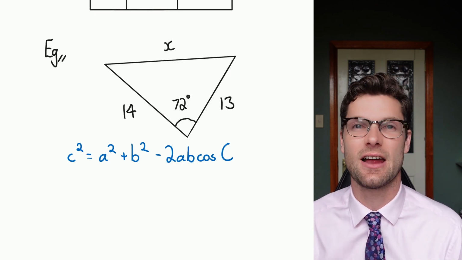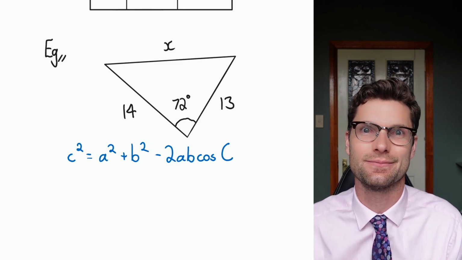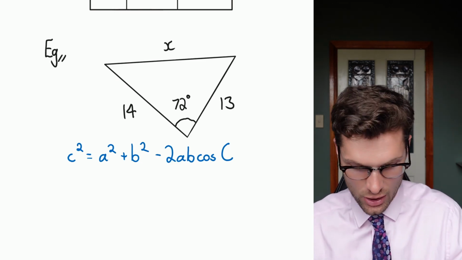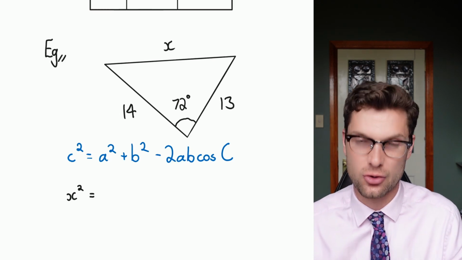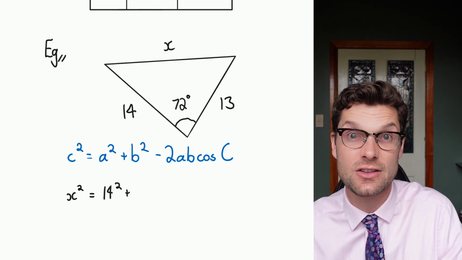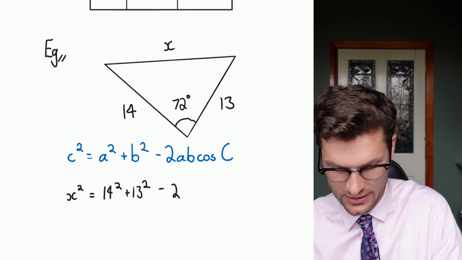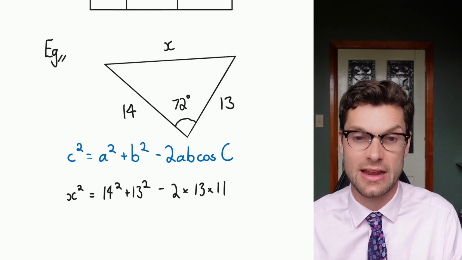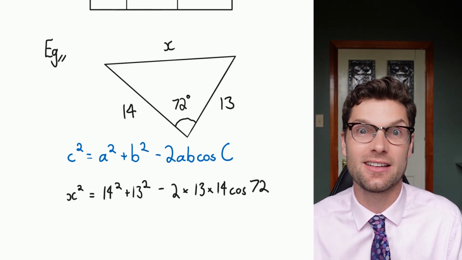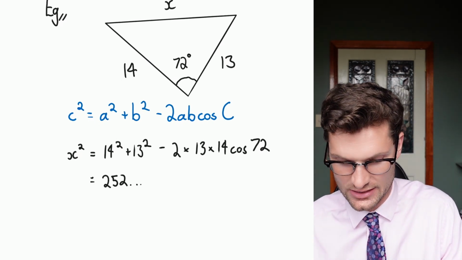Most of this is just chucking stuff into your calculator once we've identified the included angle and the two arms on either side. So for this one, our c squared is on the opposite side, that x that we don't know. So x squared is equal to a squared plus b squared, doesn't matter which one, but we've got 14 squared plus 13 squared minus 2 times 13 times 14. And then finally we have cos C, which is just cos 72. If you just type this into your calculator, that is half the battle. So when we type this in, we get the answer 252 point stuff.